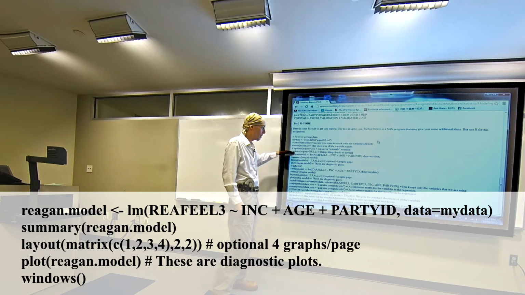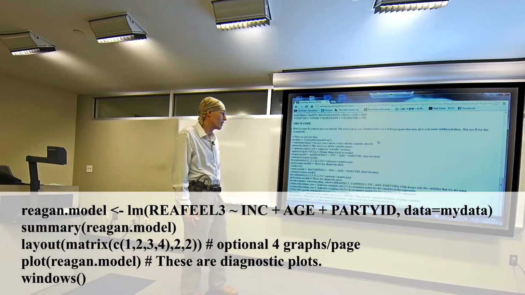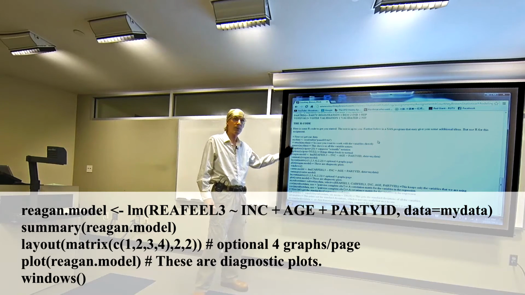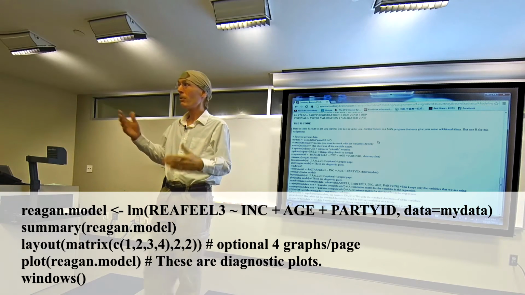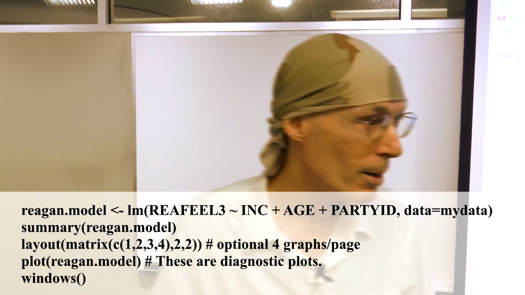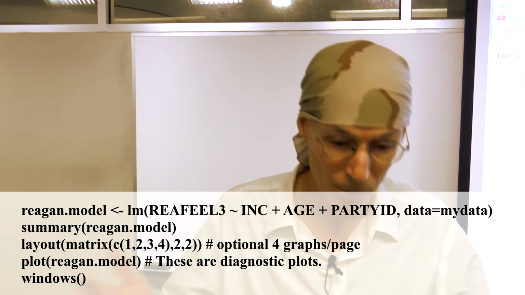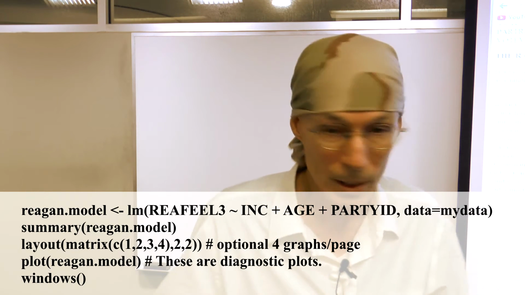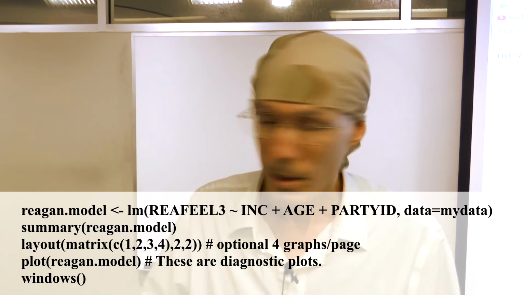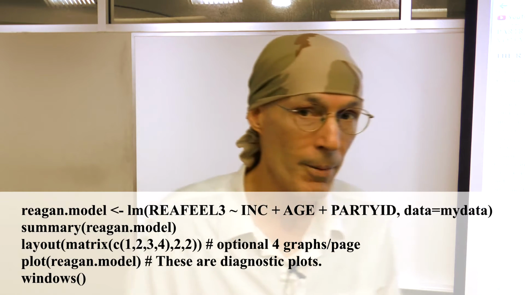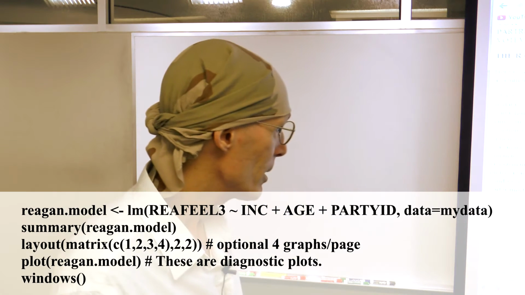So let's actually talk about this regression statement here, Reagan.model. And I called it Reagan.model not for any particular reason. I used a period just to separate the words Reagan and model. And I just wanted you to know that this is the model where we're going to be looking at Reagan feelings in September during that election in 1980. Feelings for Reagan from the respondents.